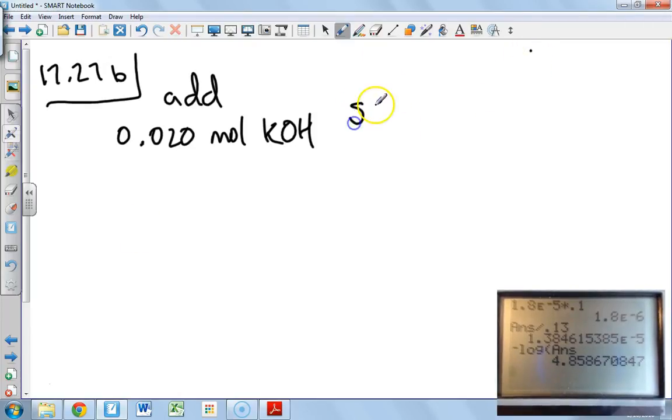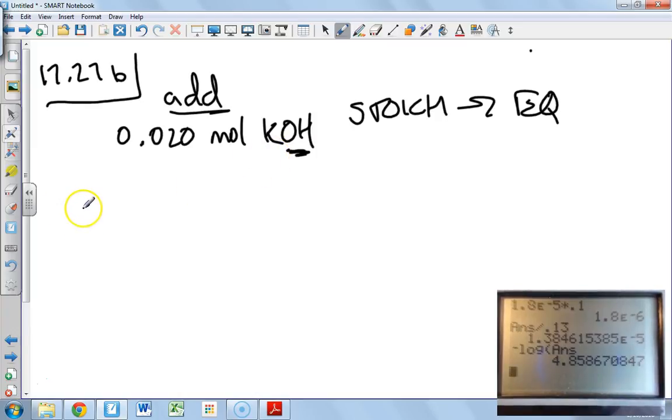We have to do the stoichiometry step, followed by the equilibrium step, because we have that context clue that we're adding something to the buffer. Okay, so what do we do? Well, this is a base. It's a strong base. It completely ionizes. It's on the list of strong bases. So we know that the strong base is going to be there. So a base reacts with the acid.